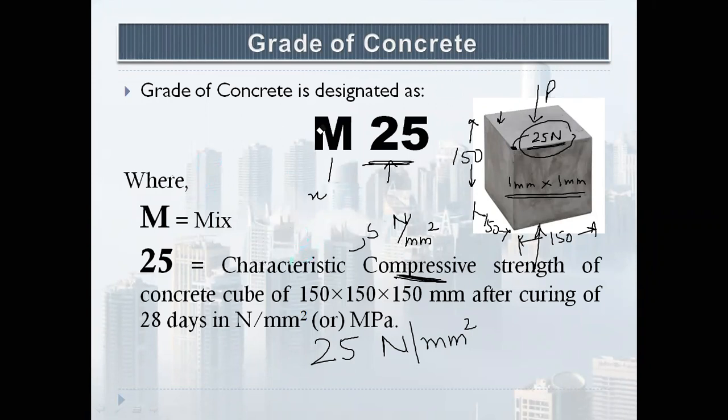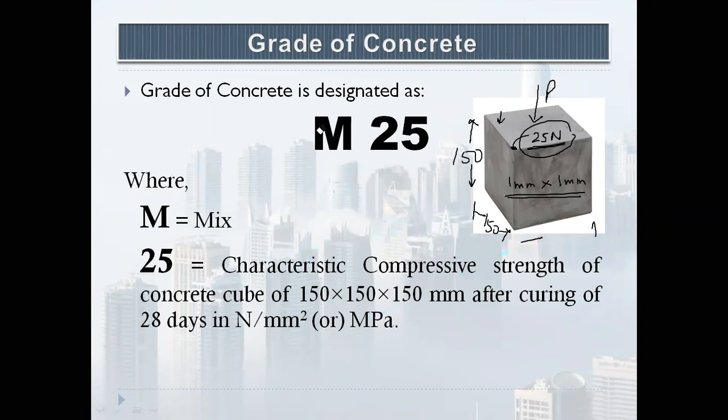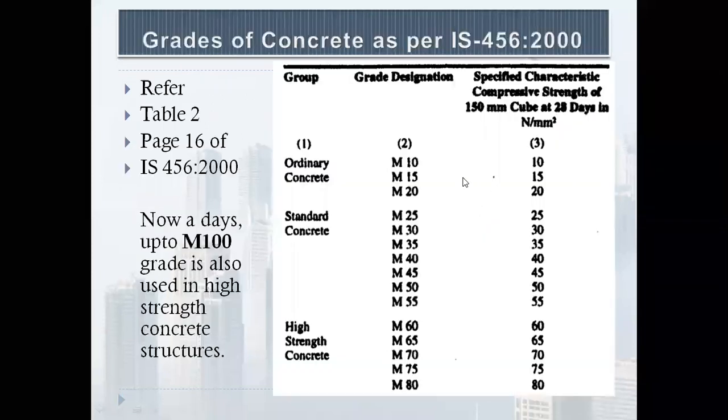So this is how a concrete cube, or concrete, is designated. Next, moving over to the next slide. These are the grades of concrete given in page number 16, or Table 2, of IS 456. You can see it in your code.